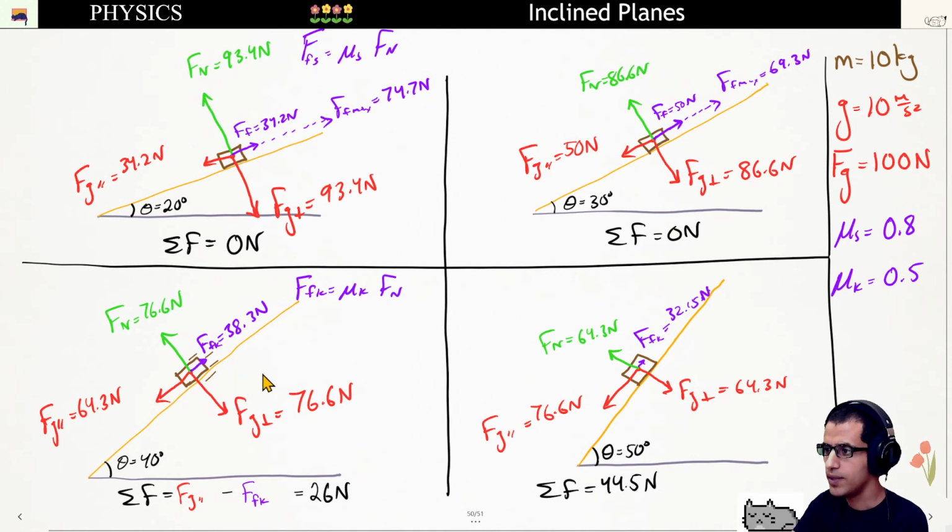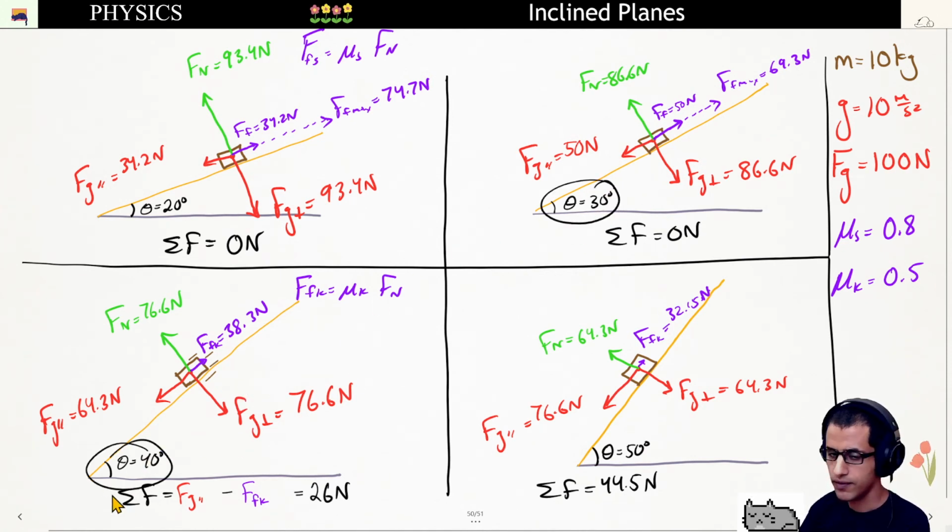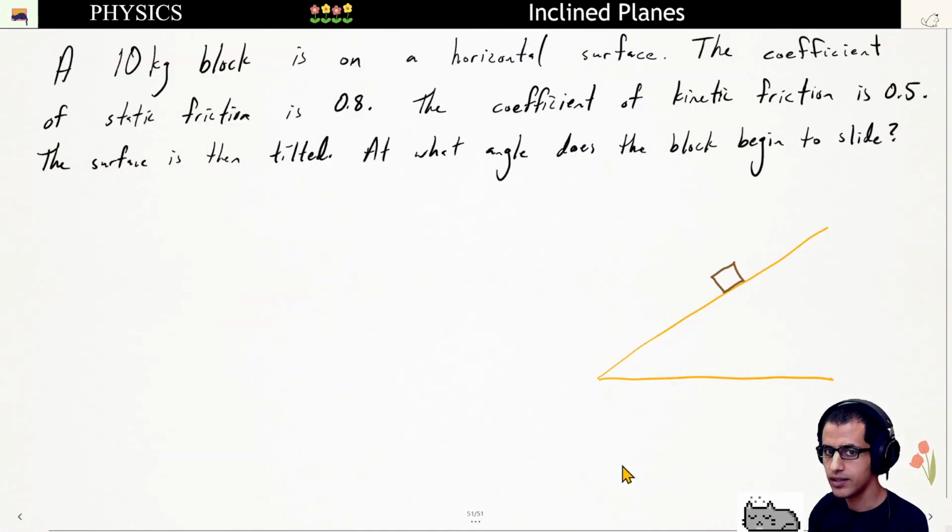So the block began to slide somewhere between 30 degrees and 40 degrees. And a very common question in inclined planes is, at what angle does that happen? So here's a sample question. We have our 10 kilogram block on a horizontal surface. The coefficient of static friction is 0.8, like we had before. The coefficient of kinetic friction is 0.5.